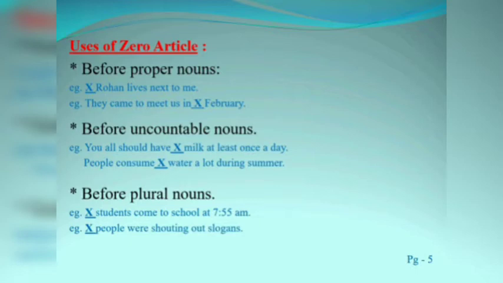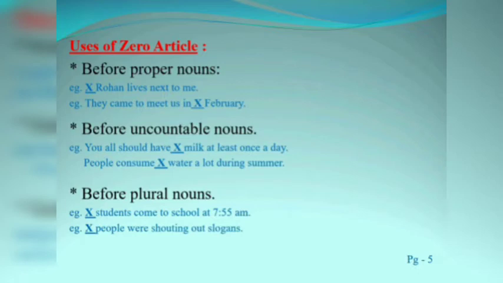Next rule says before plural nouns, we don't use any of these three articles, a, an or the. For example, dash students come to school at 7:55 a.m. Here the word students is a plural noun, therefore no article. Next sentence, dash people were shouting out slogans. Here the word people is a plural noun, therefore we have not used here any of these three articles, a, an or the.